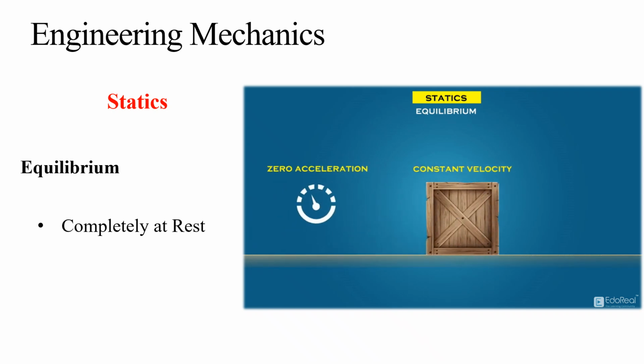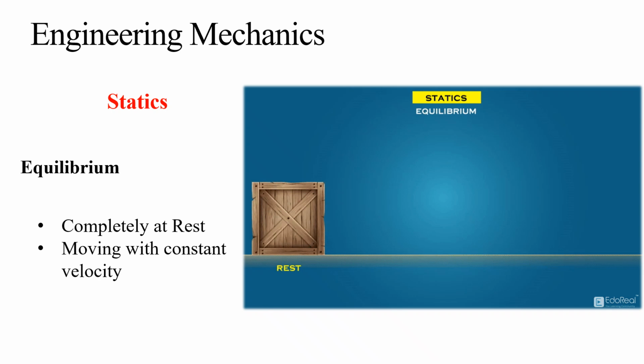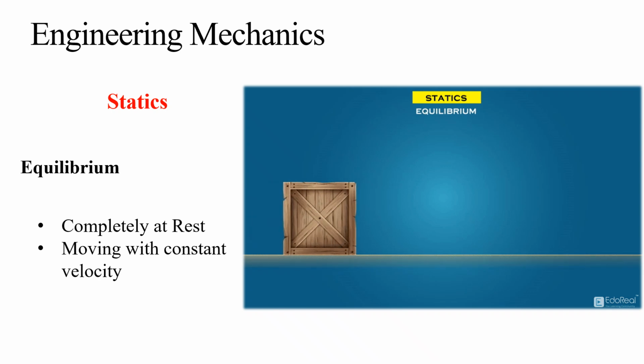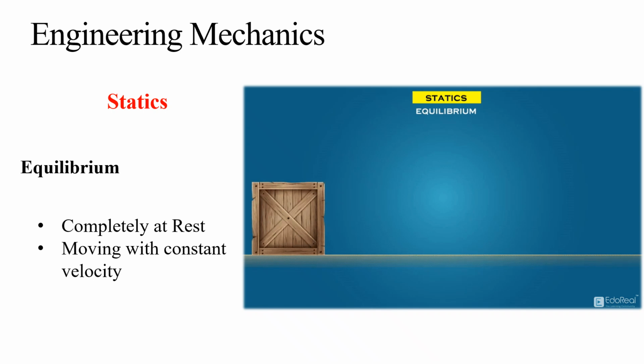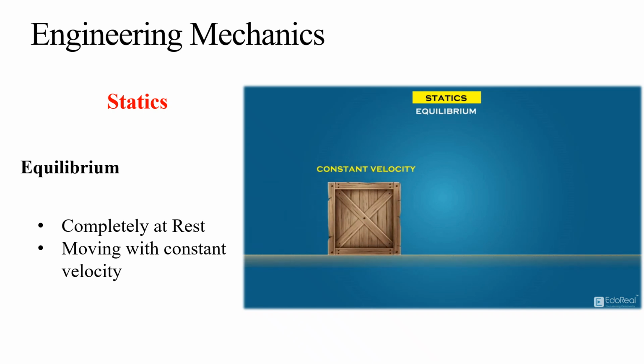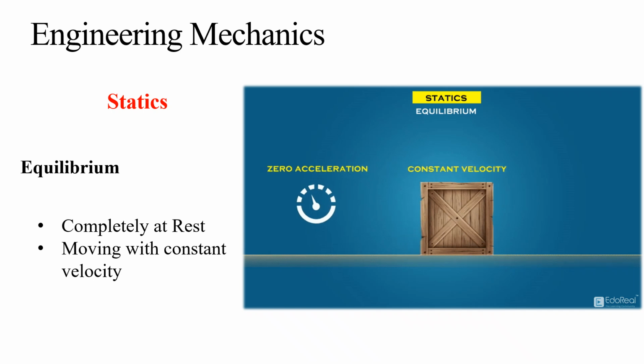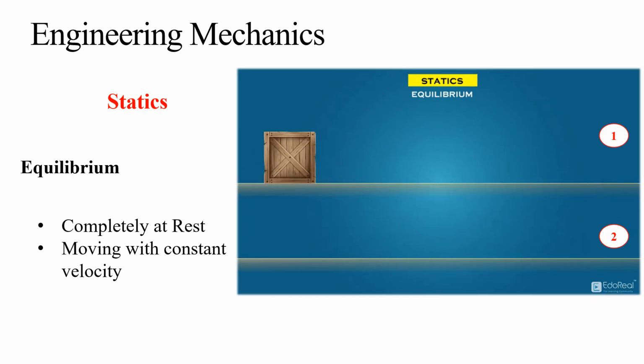And if the body is moving with a constant velocity, that means the body is still in equilibrium. That means the net force applied on the body is zero and it is not able to change its velocity, so it's moving with a constant velocity. Here I have shown both cases, where case 1 shows the body completely at rest, while case 2 presents the box moving with a constant velocity.